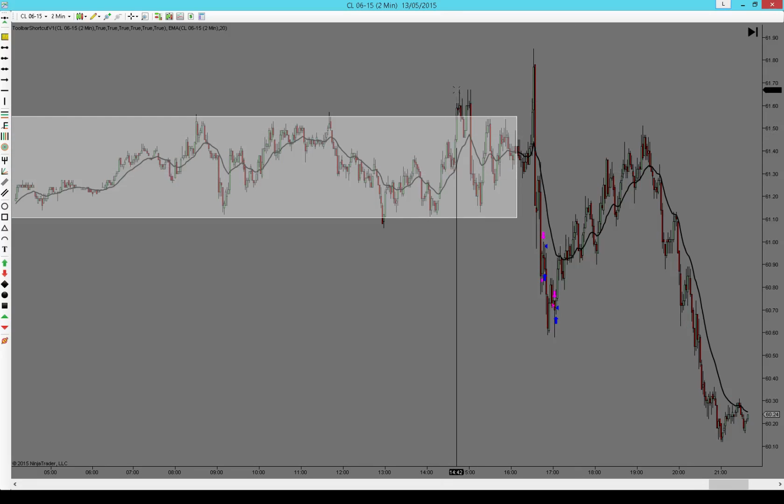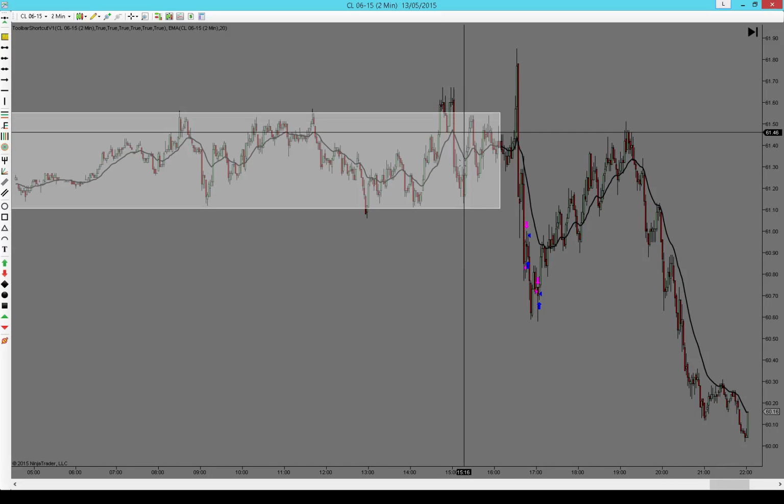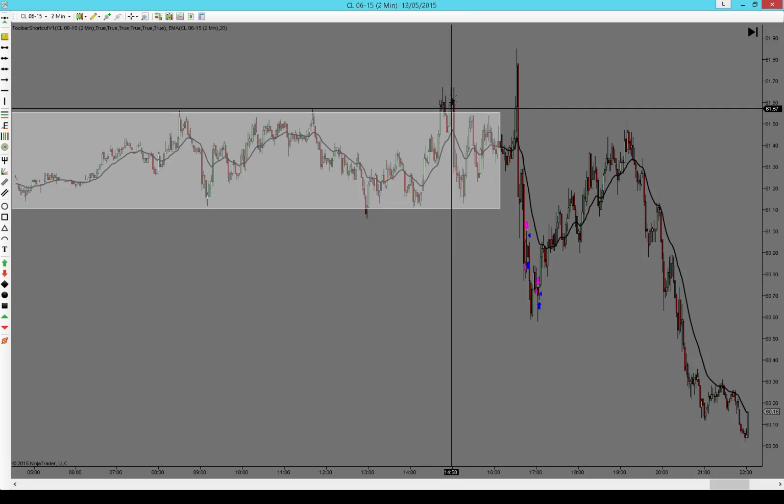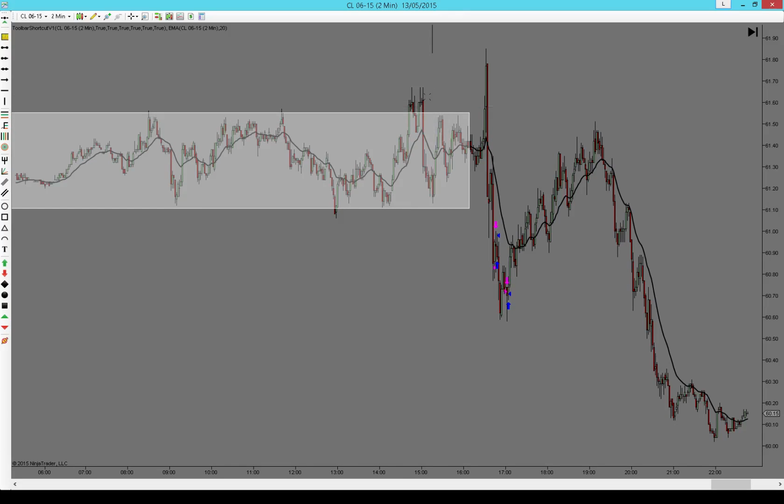After the open, price tried to pierce this trading range. It couldn't. There was no follow through. I was looking for a setup here to trade the market long, but no valid setup on the trade chart.